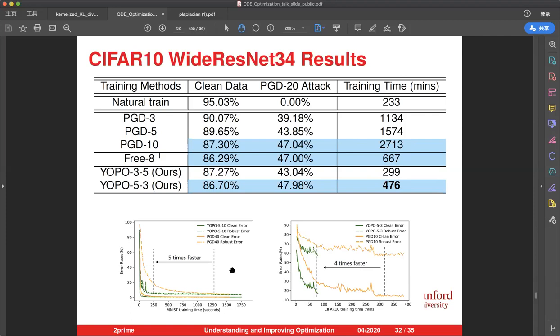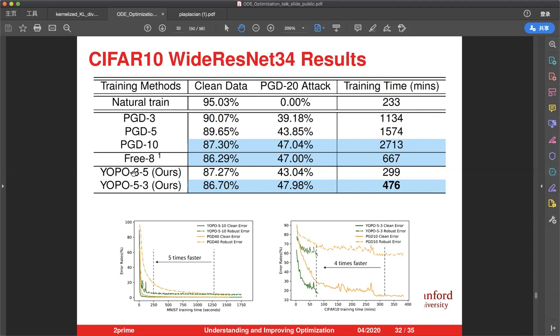Yes, and another algorithm is called adversarial training for free. You can see that the adversarial training for free method takes the same time as ours. The adversarial training for free method is just UPO with M equal to 1, so it is a special case of ours.